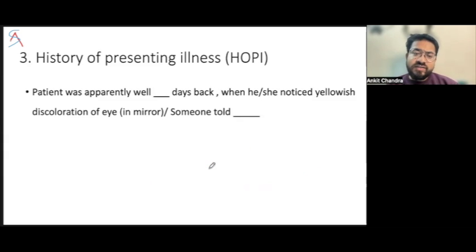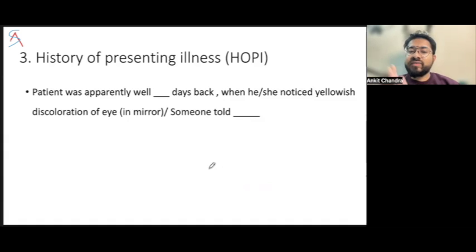As usual, we'll say the patient was apparently well this many days back when he or she noticed yellowish discoloration, definitely in the mirror. Or else, what generally happens with jaundice is that someone else, your neighbor, friend, or someone will tell, oh, you have a yellowish discoloration of the eyes. Then they will start noticing the symptom, and then they may land up in the hospital regarding their problem. That thing you have to make sure, and the rest you can mention.